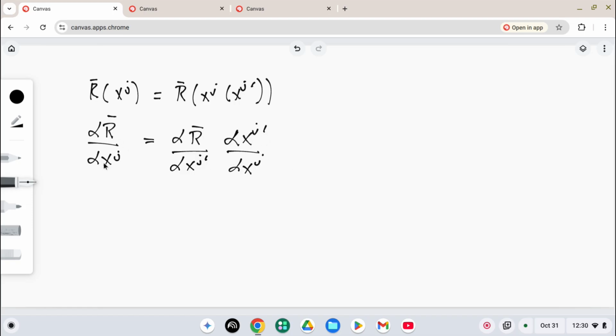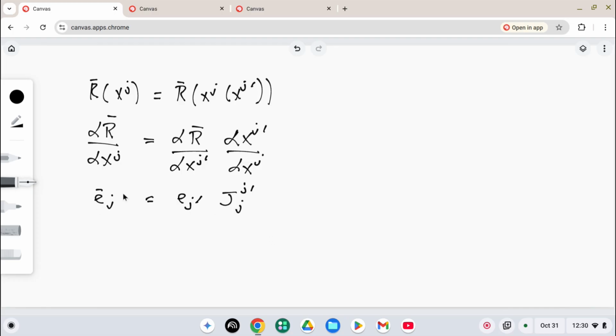Well, what is this? We know what that is, right? This is the basis vector EJ. The derivative of a position vector with respect to a coordinate is a basis vector. Well, what's this one? This is also a basis vector, but it's EJ prime. And what's this thing? This is a new thing, and we've seen it before. It's called the Jacobian. So it's a capital J, J prime J.